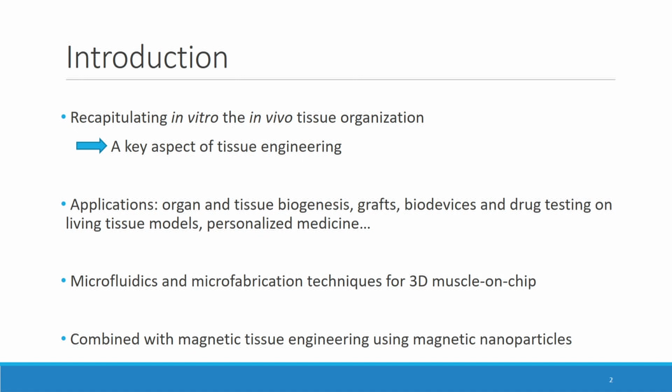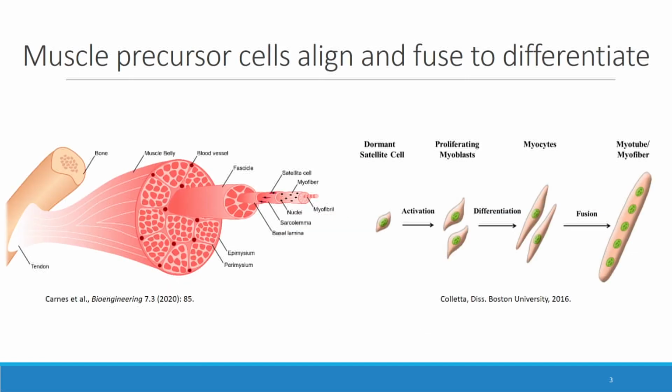But before trying to recapitulate skeletal muscle tissue, we first need to understand its in vivo architecture. Skeletal muscle tissue is a very anisotropic tissue. It's composed of giant multinucleated cells called myofibers or muscle fibers that are elongated and aligned in the same direction, the direction of contraction of the muscle. And each muscle fiber is actually the result of the fusion of several muscle precursor cells.